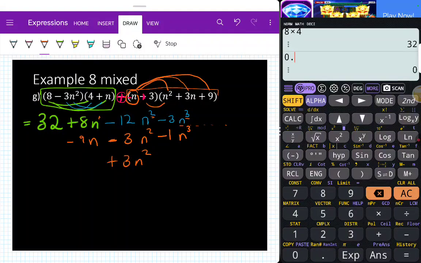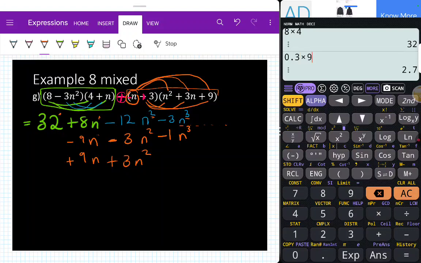N squared. Again, the second one, plus 3 times plus 3n. So that's n to the power of 1 over here. That becomes positive 9n. And my last one is 3 times 9. There are no n's, so it's going over here. 3 times 9. Pardon me. 3 times 9 is 27. And it's positive 27. Now, I can go ahead and draw a line and add going down.